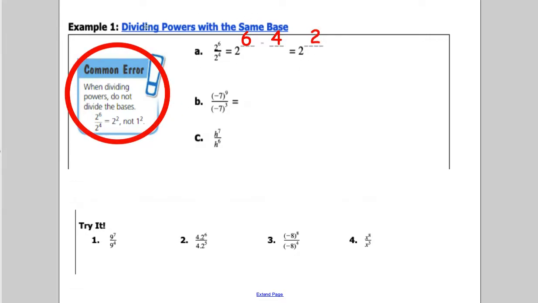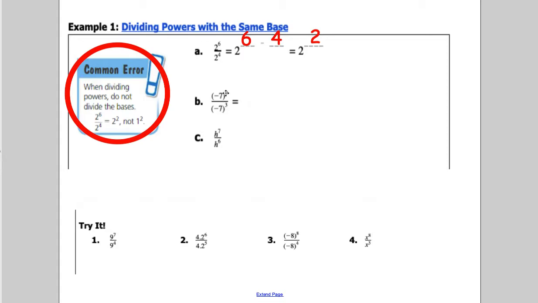Notice this common error here. When dividing powers, do not divide the bases. In other words, I'm not going to do 2 divided by 2 is 1 raised to the 2nd power. You keep the same base. The only thing right now you're changing is the exponent value. Okay? Okay, going forward.